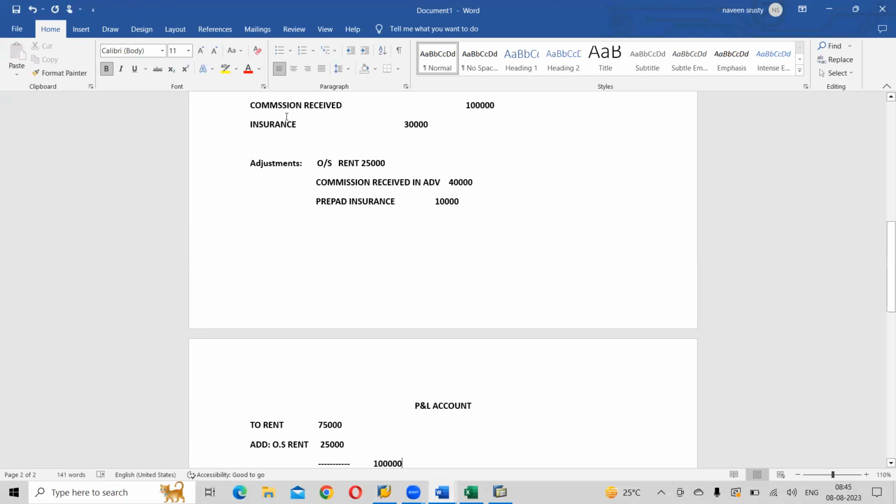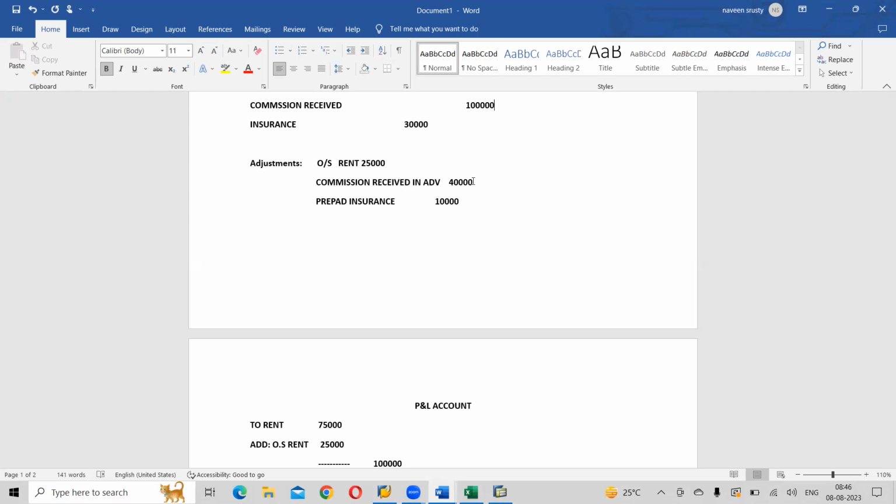Income we will receive; we won't pay. We'll pay only expenses. So commission received, how much did we receive? 1 lakh. What do you understand by this concept, commission received in advance and commission received? See here, what does it mean? For the current year commission, how much have we already received? 1 lakh. But unfortunately, this 1 lakh includes commission of next year. How much next year commission is included in the 1 lakh? 40,000. And what is the thumb rule?